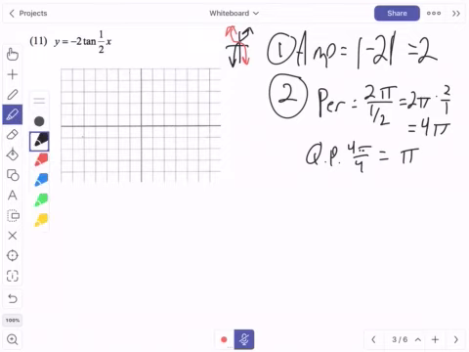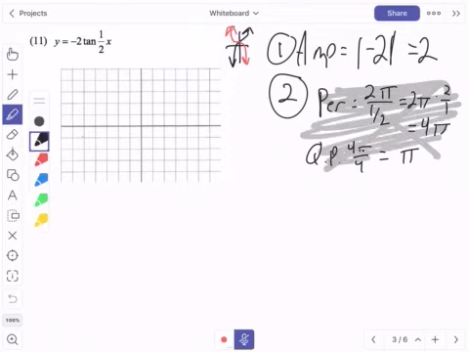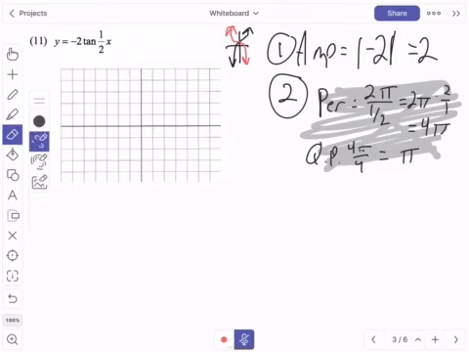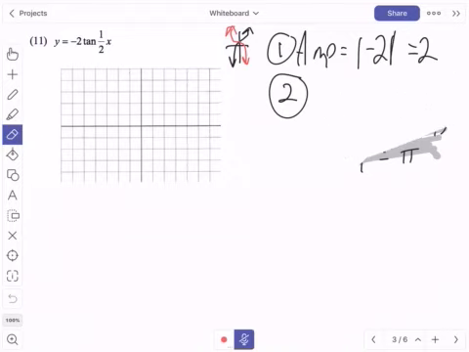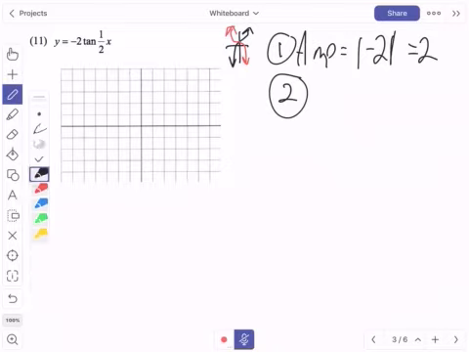Error. Forget what I just said right here. This is wrong. Let me tell you why it's wrong, guys. For tangent and cotangent, the period is not 2 pi. Sorry, I'm a little tired. The period is pi over b. So let me restate that.